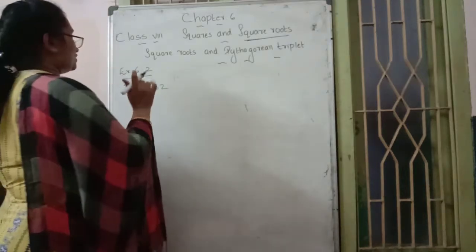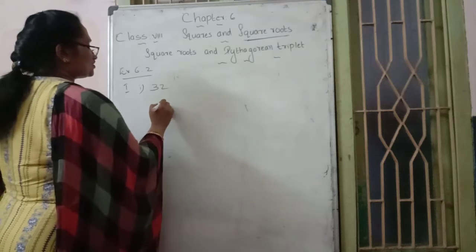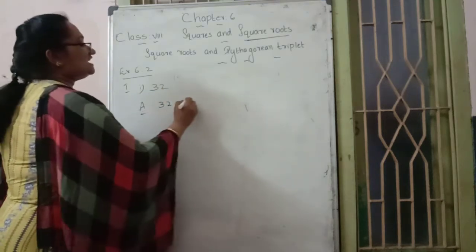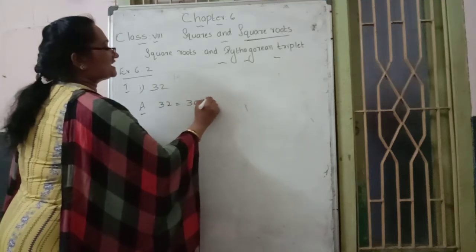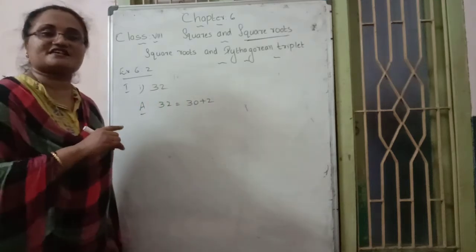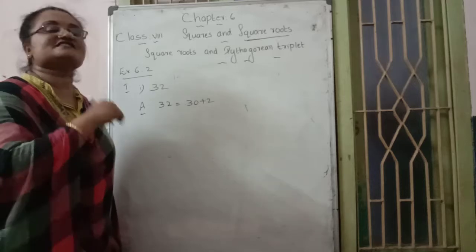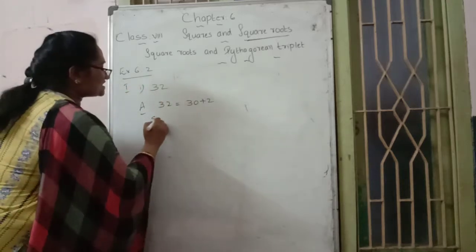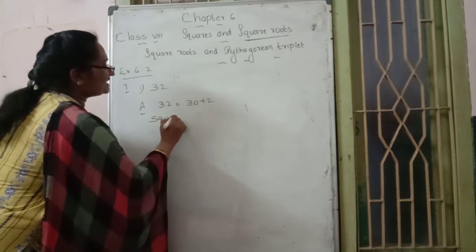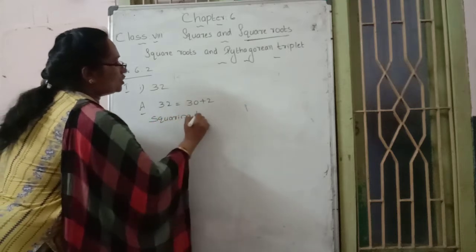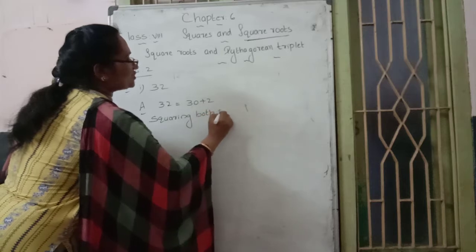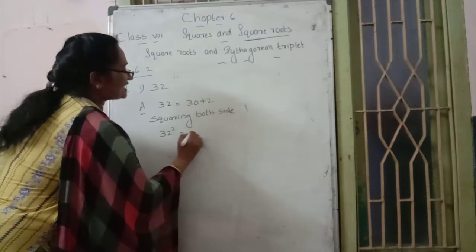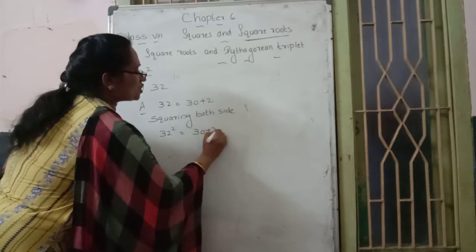Actually, our given number is 32. How can we split and write it? 30 plus 2 becomes 32. Is it right or wrong? It is right. 30 is added with 2, we get 32. Next step is squaring both sides. That means 32 is squared, and 30 plus 2 is also squared.